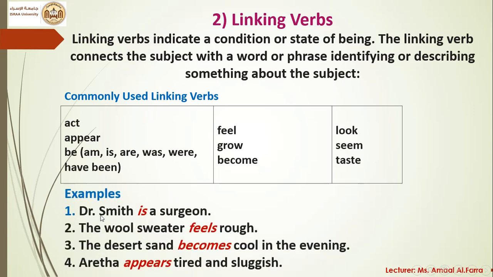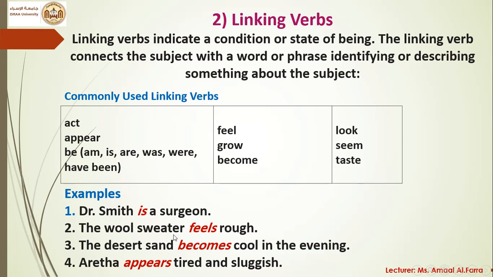Look at the examples. Dr. Smith is a surgeon. Dr. Smith is the subject. A surgeon is a noun phrase that says something about Dr. Smith. This noun phrase says that he is a surgeon. So this noun phrase describes Dr. Smith, the subject, and is is called a linking verb. It links these words with the subject.